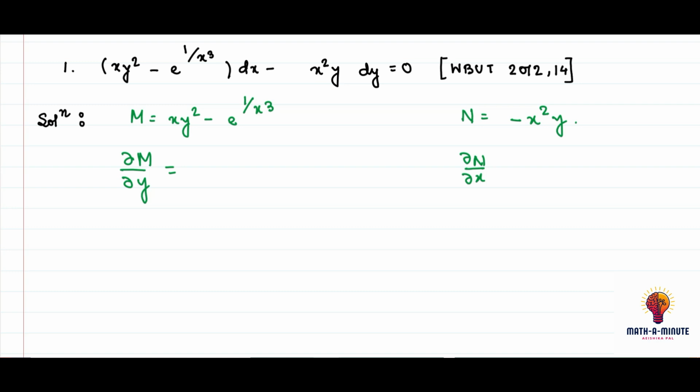Basically, we differentiate M with respect to y. So it will be 2xy, and here if x behaves like a constant, then e to the power some function of x is also a constant, so the derivative of this term is 0. In a similar way, if we differentiate N with respect to x, it will be minus 2xy. Now it's very clear that del M del y is not equal to del N del x.